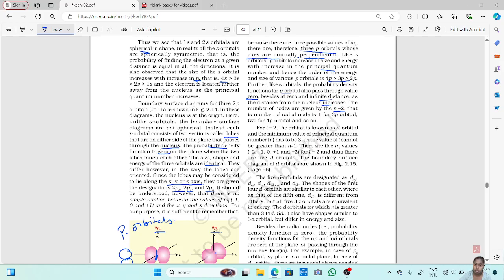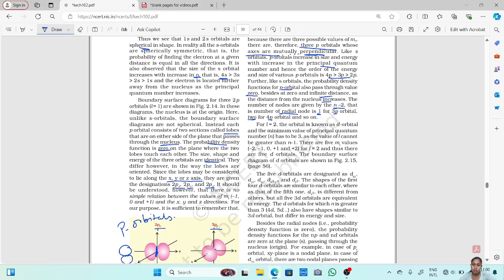Now the number of nodes for s orbitals can be found by n minus 1. For p orbitals, it is n minus 2. Here you have radial nodes because they are present on the axis. The number of radial nodes for 2p is 0, for 3p it is 1, for 4p it is 2 and so on.